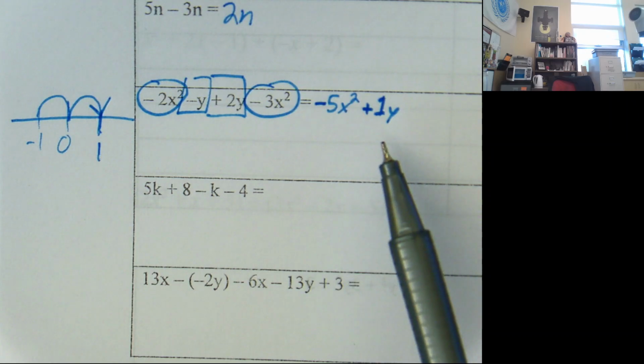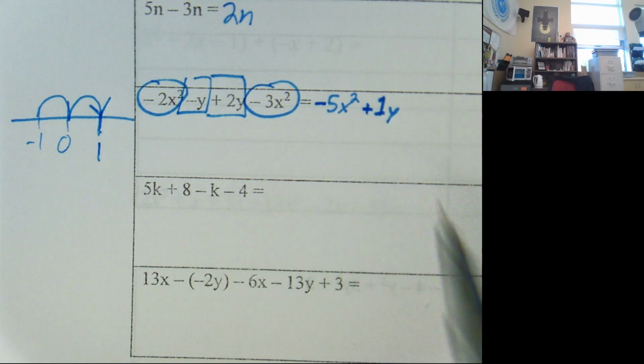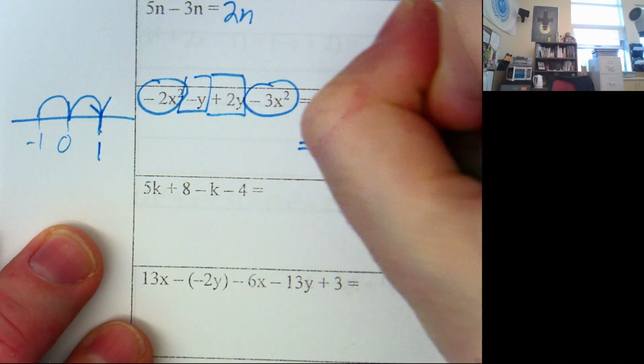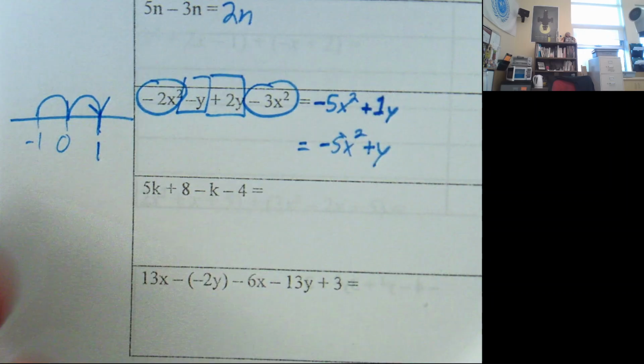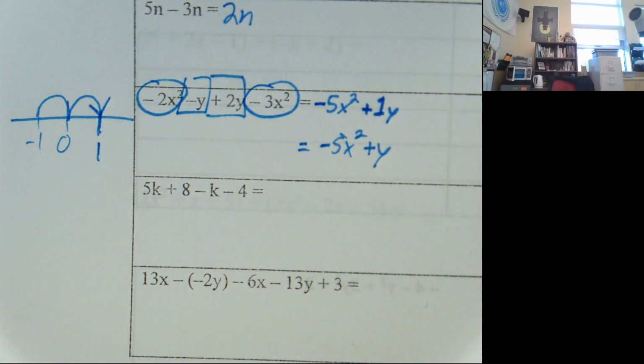Hold it. When I've got a 1, do I have to write the 1? No. So you can write this as negative 5x squared plus y. These are the same thing. And in this case, the order is correct.